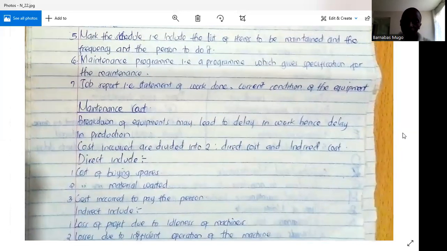Maintenance cost: breakdown of equipment may lead to delay in work, hence delay in production.